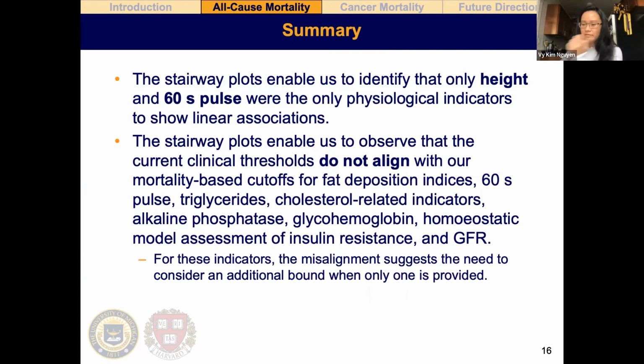And so in summary, when we use these stairway plots and look at the associations between linear and nonlinear models, we observe that only height and 60-second pulse were the clinical indicators with a linear association. Everything else showed a nonlinear association. The stairway plots also show that there are a lot of clinical thresholds that just don't align with the mortality-based thresholds that we found, and here's the list of them right there. For a lot of those indicators, as we saw with GFR, it's not enough to have one bound. Sometimes there's a need for two bounds, showing that if you're at lower levels or at higher levels, you are at increased risk.